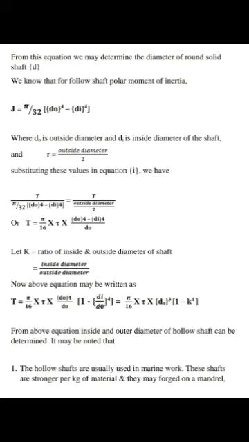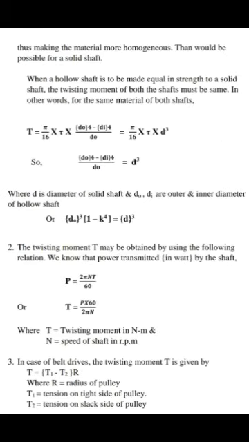It may be noted that, number 1, hollow shafts are usually used in marine work. These shafts are stronger per kg of the material and they may be forged on a mandrel, thus making the material more homogeneous than would be possible for a solid shaft. When a hollow shaft is to be made equal in strength to a solid shaft, the twisting moment of both shafts must be the same. A very common thing, as you know.